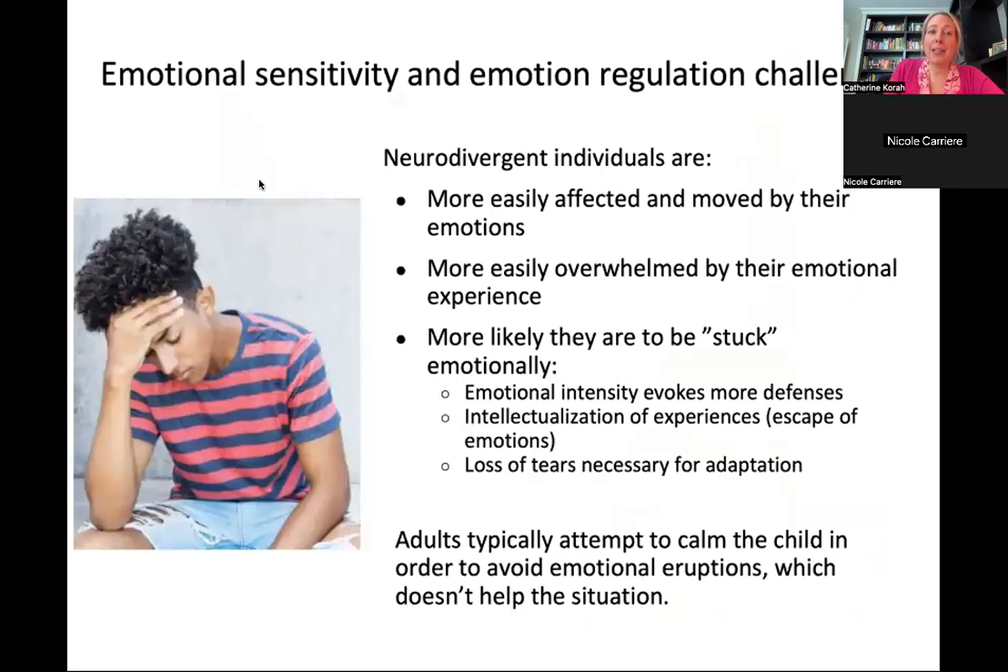It has an impact on not just their capacity to focus, but also in terms of regulating their emotions. Now, we know through research that neurodivergent individuals are more easily affected and moved by their emotions. Their amygdala, in their limbic system, the emotional part of the brain, gets triggered very easily and goes from 0 to 100 very fast. And not just for dangerous situations, it happens even in everyday situations.